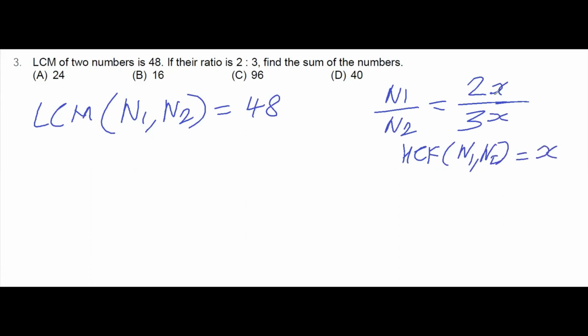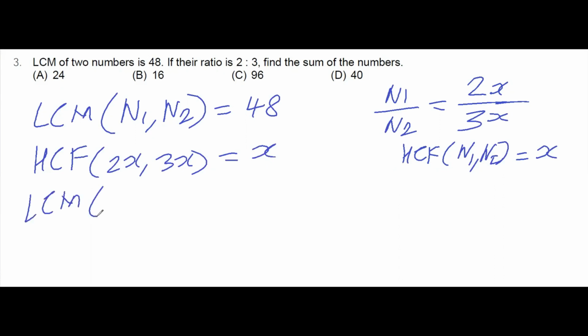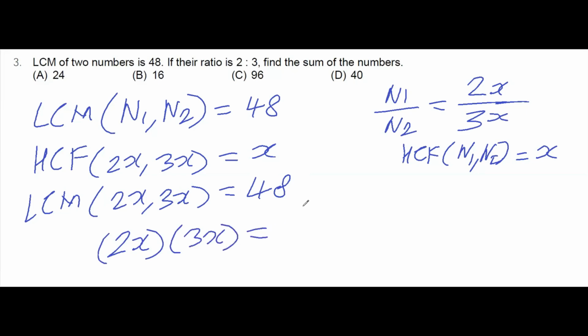Correct? What is my n1? n1 is 2x. So I can write the HCF of n1, which is 2x, and 3x, that is nothing but x. And the LCM of these two numbers, that is 2x and 3x, is given to me, that is 48. Now, as per the formula, HCF into LCM will be the product of the numbers. So I can write the product of the numbers, that is 2x into 3x, is equal to the product of their LCM and HCF. So HCF is x and LCM is 48.